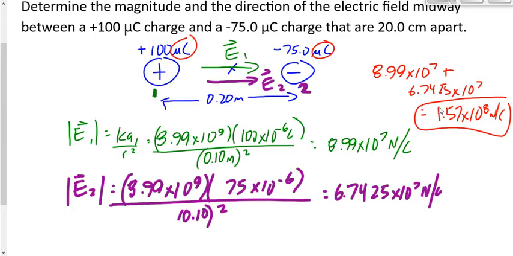Now, if one of those had been to the left, and it could have easily been to the left in another question, we just add them up, but add a negative to it instead of a positive. It's almost the same thing as that Coulomb's law with 3 charges, except we've only got 2 charges, and we're dealing with fields, not forces.